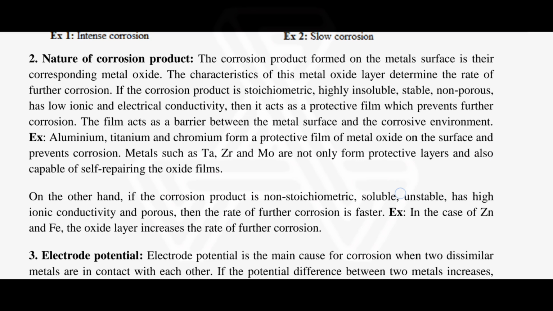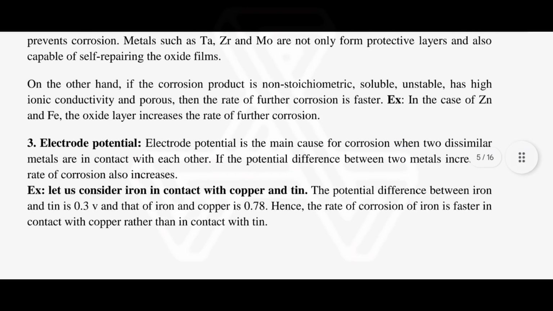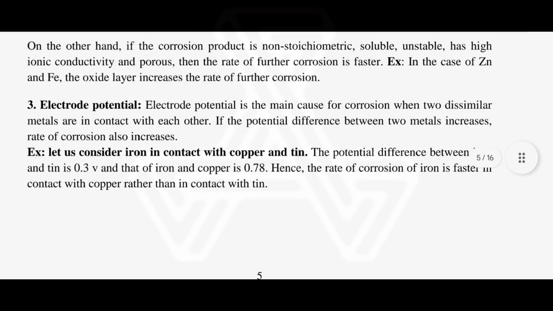On the other hand, if the corrosion product is non-stoichiometric, soluble, unstable, porous, and has high ionic conductivity, then the rate of further corrosion is faster. In the case of zinc and iron, the oxide layer increases the rate of further corrosion.